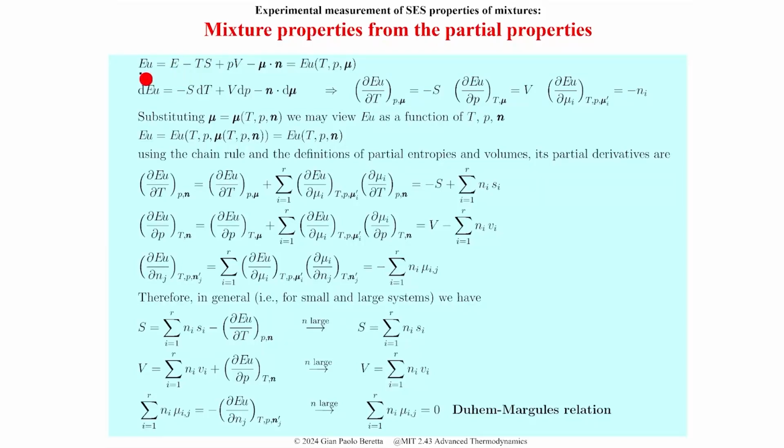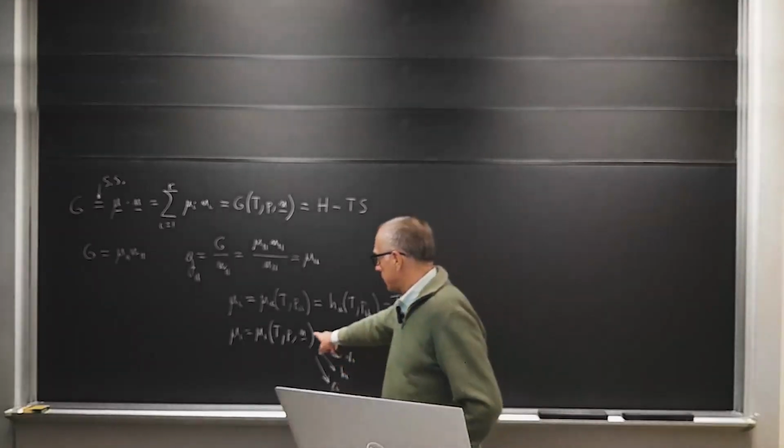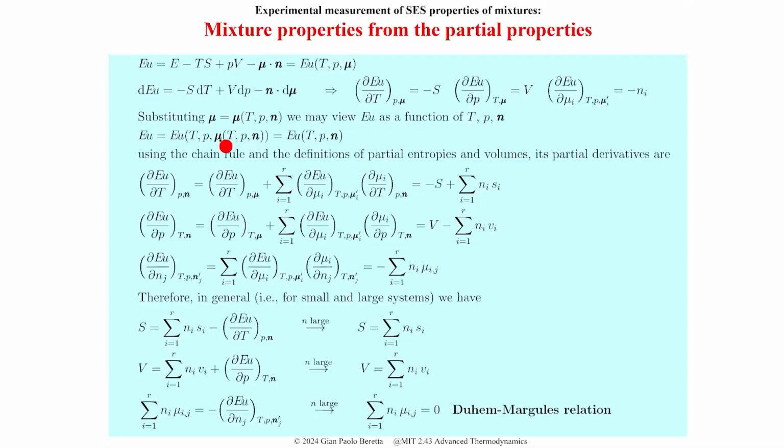In any case, I start from the expression for the Euler relation, which is a function of T, p and mu, and then substitute inside the mu here this expression here, so that it becomes a function of T, p and n. And then I take the derivatives of this with respect to these independent variables.